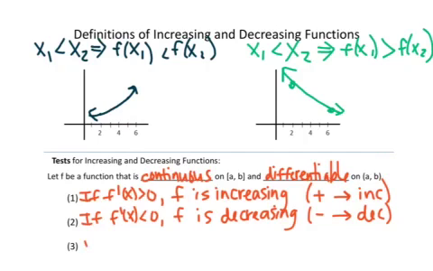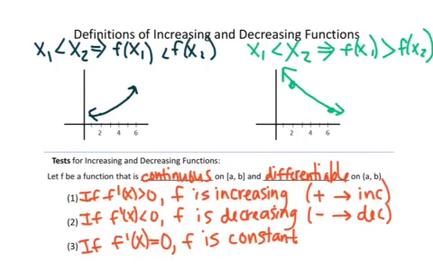And then finally, if the derivative equals 0, then we know at that point f is neither increasing nor decreasing, it is constant. So a 0 derivative implies that the function f is constant.